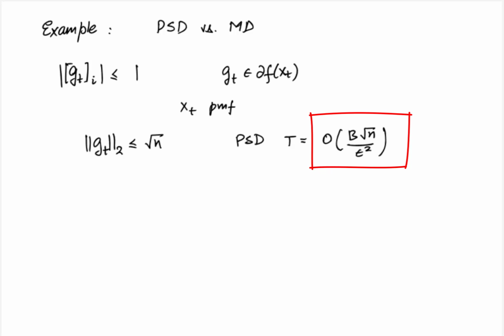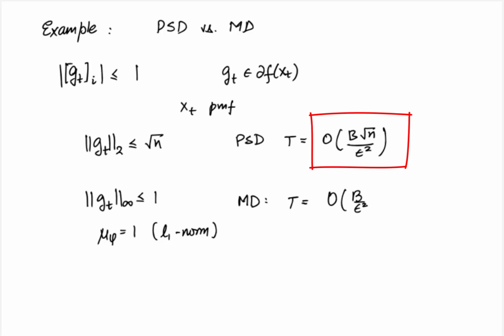On the other hand, if we use mirror descent to solve, then we will end up using the infinity norm of the subgradient, which is less than or equal to 1. So mu phi equal to 1, since the negative entropy, if you recall, is 1 strongly convex with respect to the L1 norm. So the oracle complexity of mirror descent will be order b by epsilon square, which does not depend on n if b is a constant.